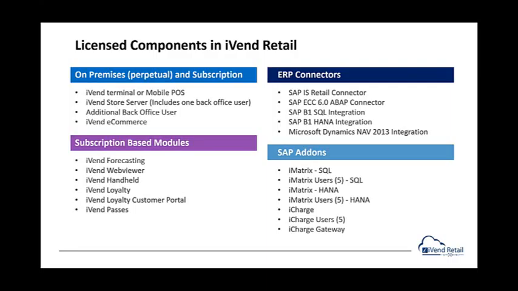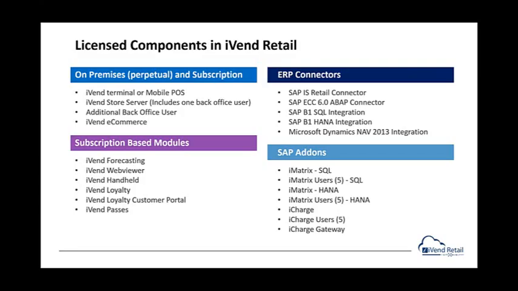What is important for me to mention here, and a significant change that we incorporated since 6.4 R2 and continued in 6.5, is that iVend terminal point of sale and mobile point of sale licenses are now interchangeable. That means earlier what used to happen was you could either buy terminal licenses or you could buy mobile point of sale licenses, and you could never interchange them. So we have now extended the flexibility where you can now interchange a mobile point of sale license to a terminal point of sale license and vice versa.